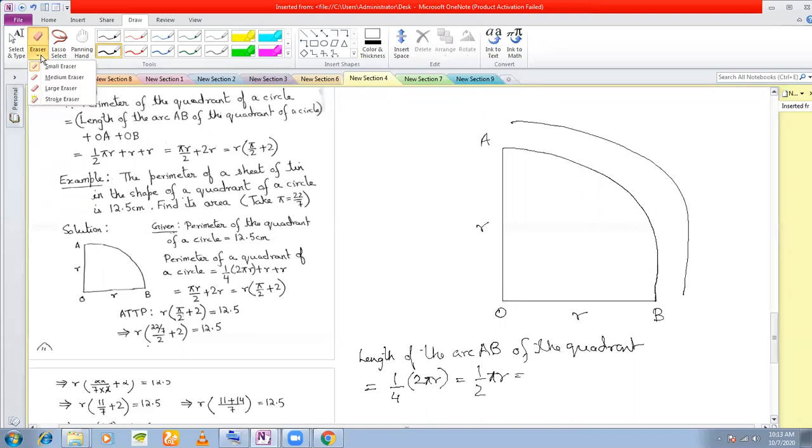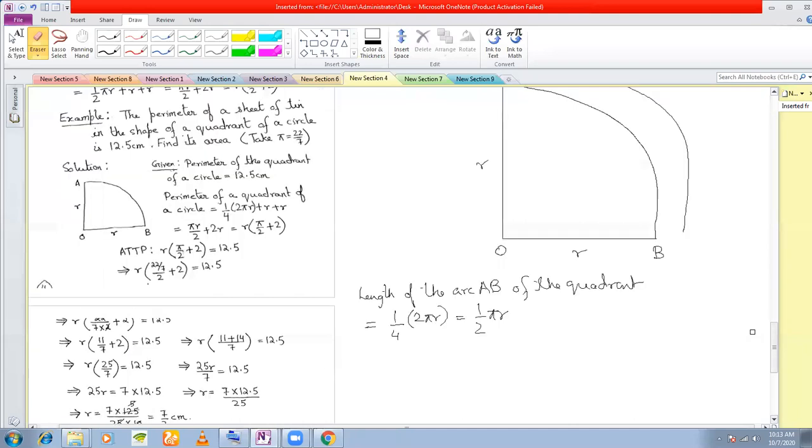So let us keep it that way, half of pi r. We'll see what we can do, because r we don't know. And let us not put the value of pi also. Always remember, whenever you are dealing with pi, it is always convenient to put the value of pi at the last. As much as you can, you continue with pi. That will help you with your calculations. So this is half pi r.